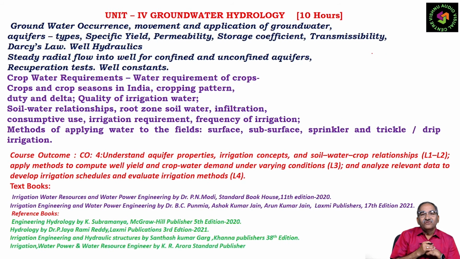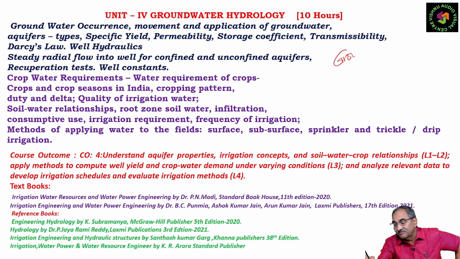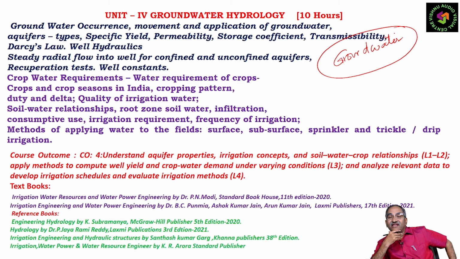only. The fourth unit is about whatever water has infiltrated into the ground, which we call groundwater. In this particular unit our focus is mainly on groundwater, because the third unit focus is mainly on surface water, whereas this unit focuses on groundwater. Apart from groundwater, we also deal with one more point, which we call the irrigation requirements.